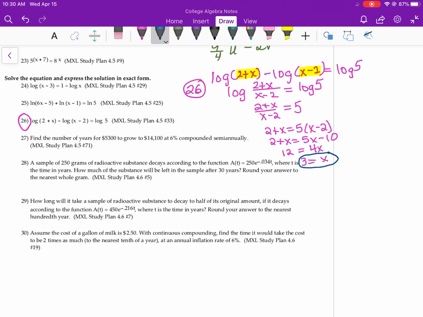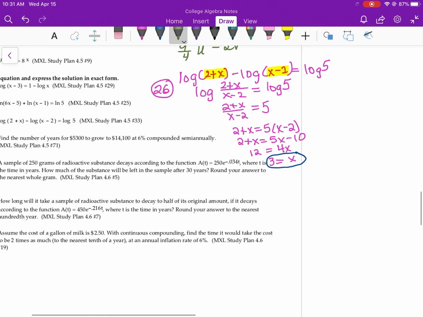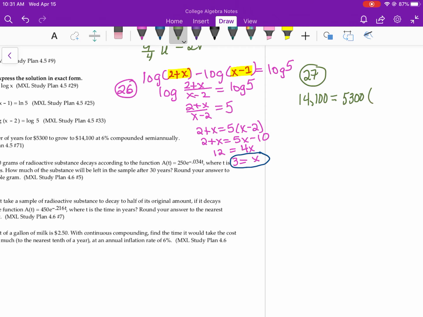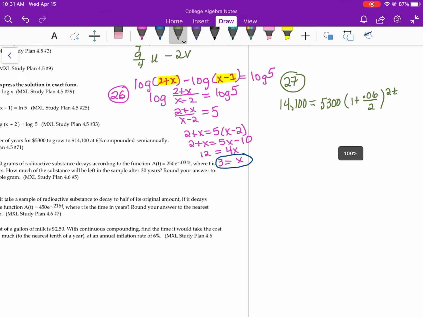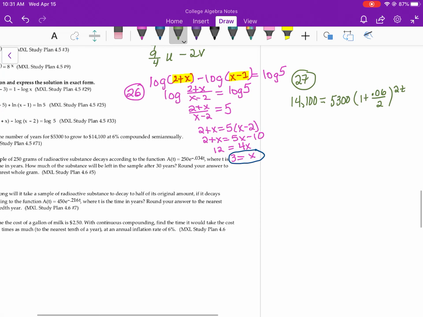Number 27. I'm going to put that one over here. Find the number of years for $5,300 to grow to $14,100 at 6% compounded semi-annually. So I want to end up with 14,100. I'm investing 5,300. I'm doing it at 6%. Semi-annually is going to be accrued twice a year, and then in t. We don't know our time, so we're going to have to solve for t.